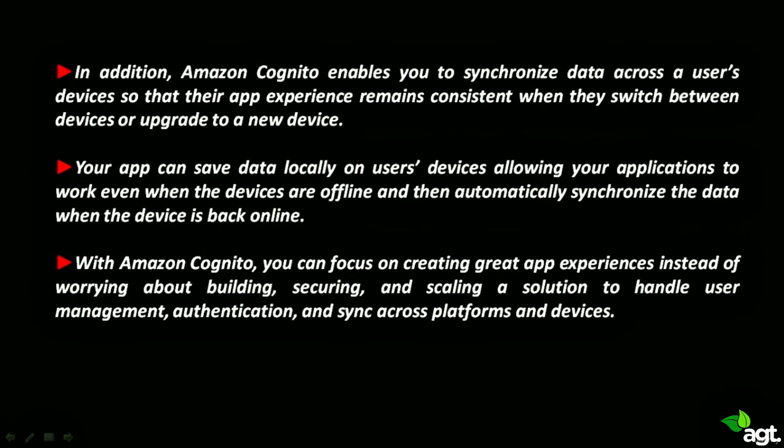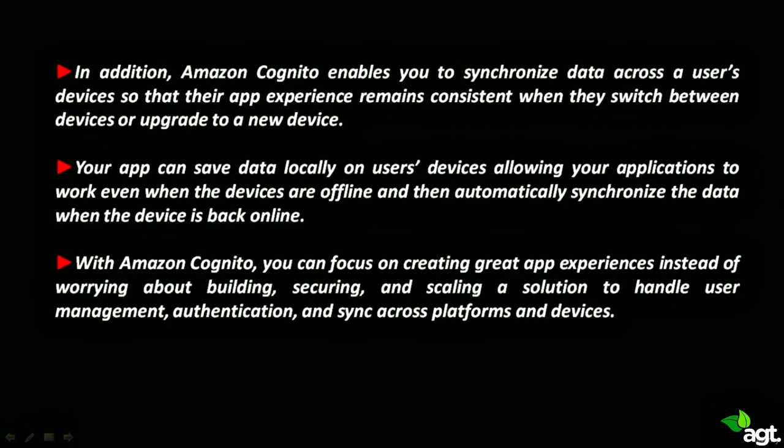So once exhausted, Amazon Cognito charges 15 cents per GB of sync storage per month and 50 cents for every 10,000 sync operations. Amazon Cognito enables you to synchronize data across the user's devices so their application experience remains consistent when they switch between devices or upgrade to new devices. Your applications can save data locally on users' devices, allowing them to work even when the devices are offline, and then automatically synchronize the data when the device is back online.